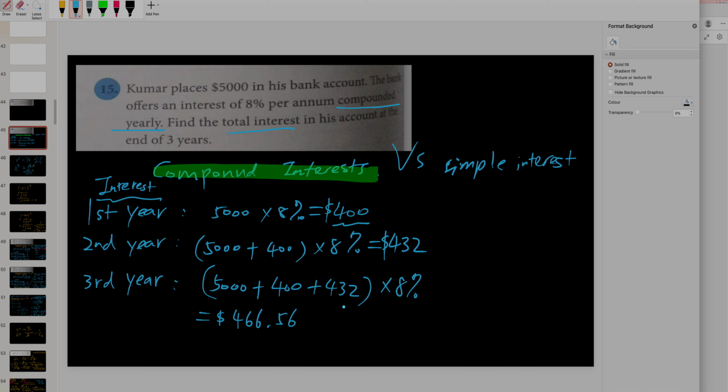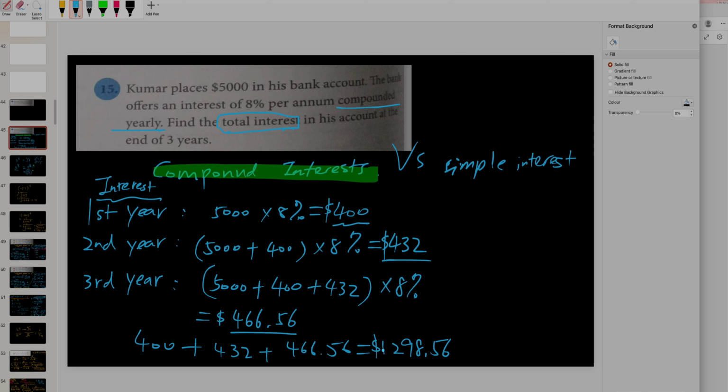Okay, good. So this is your first year interest, this is the second year interest, this is the third year interest. So they want the total interest, right? After 3 years, right? So just add the 3 up. $1298.56. Very good. So this is the total interest.